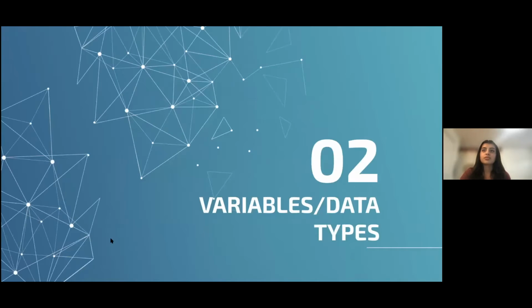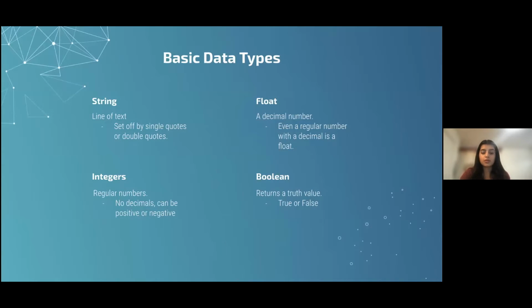Okay, so we'll move on to variables and data types. These are the four basic data types that you need to know in Python. The first one is strings. Strings are basically lines of text, and these lines are set off by single quotes or double quotes. Next, we have integers. These are regular numbers or whole numbers, and they are not decimals, but they can be positive or negative, and also zero.